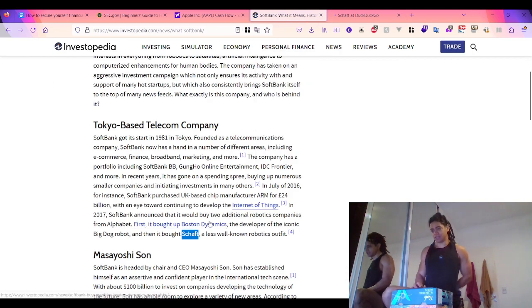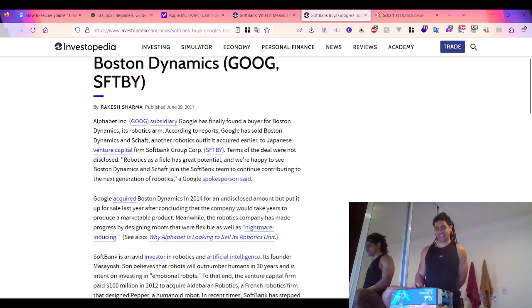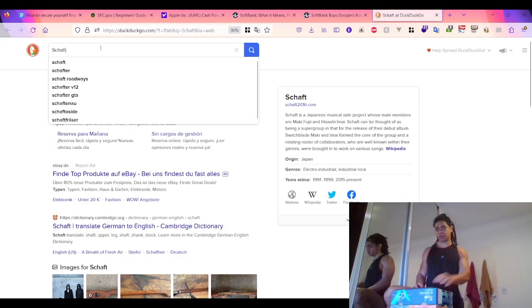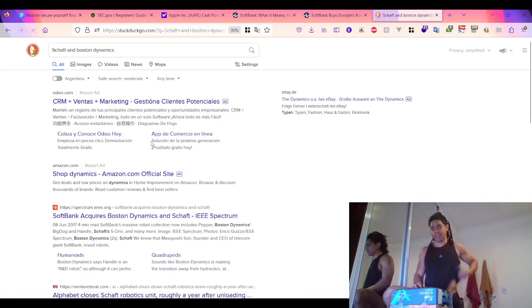Holy hell. Oh my god. SoftBank bought Google's Boston Dynamics. Jesus. Alphabet Inc., Google's parent company, has finally found a buyer for Boston Dynamics. According to reports, Google has sold Boston Dynamics and Schaft.